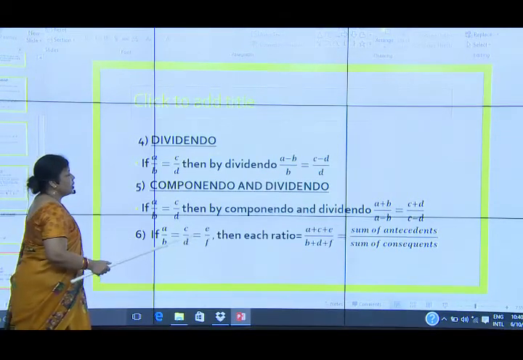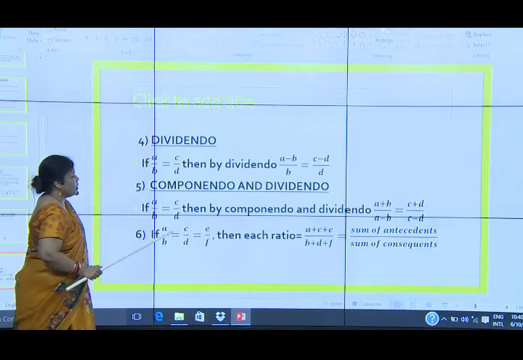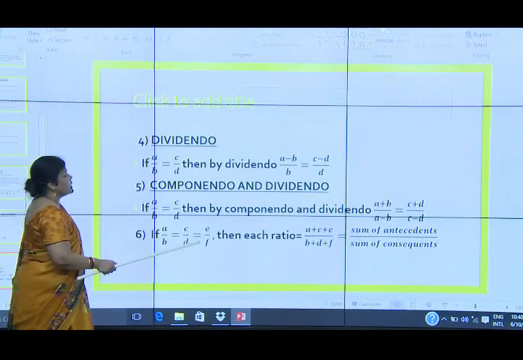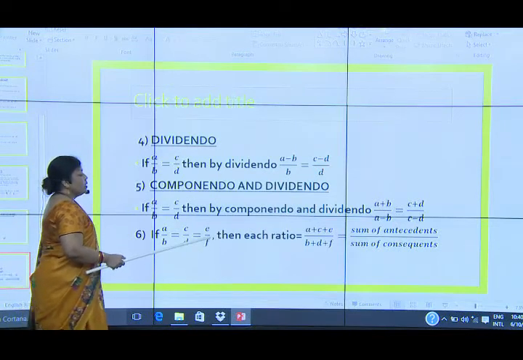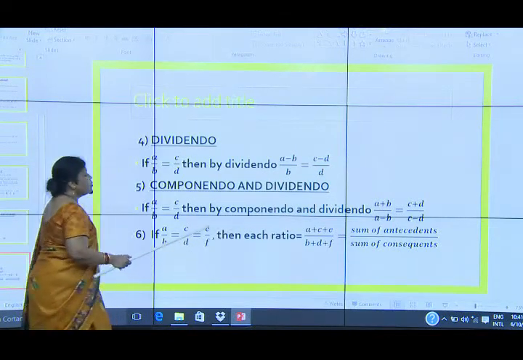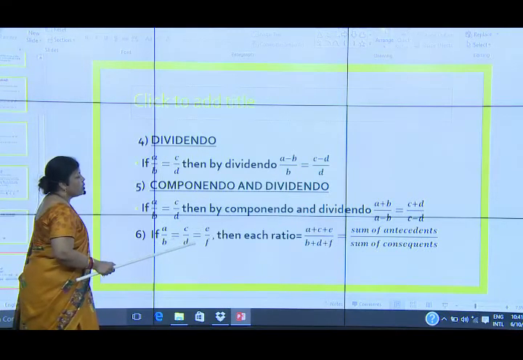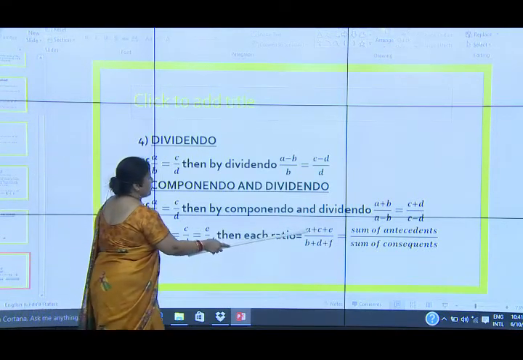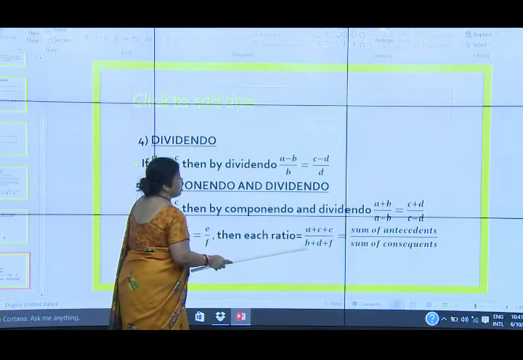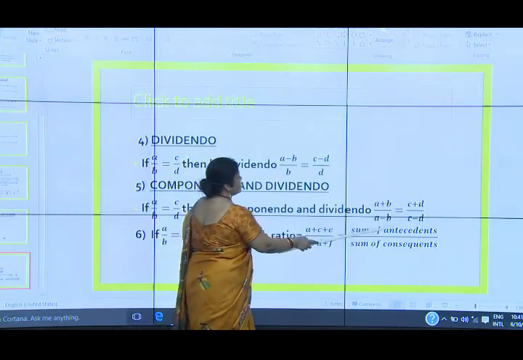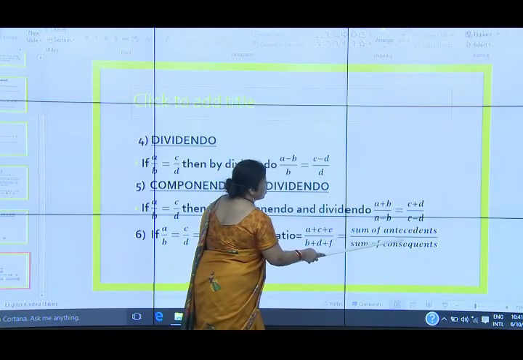And the last property is if A by B is equal to C by D equals to E by F, three ratios are given like this, then each ratio will be equal to the sum of the antecedents upon the sum of the consequents, that is A plus C plus E upon B plus D plus F equals to the sum of antecedents upon the sum of consequents.